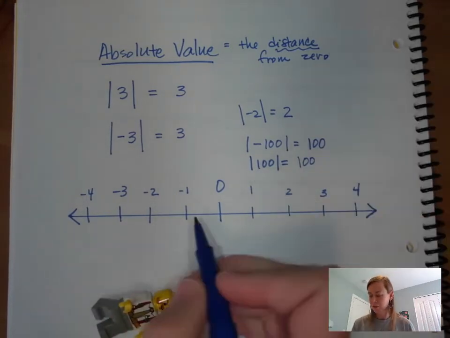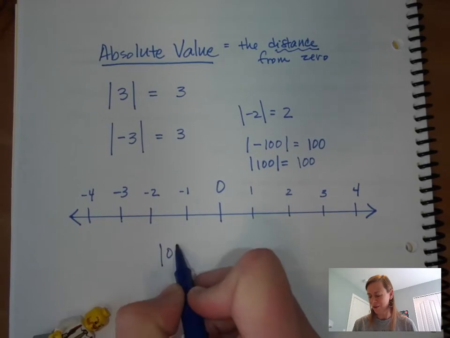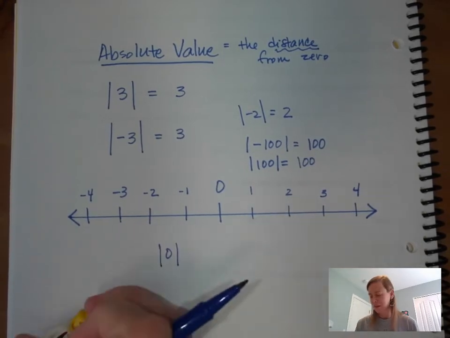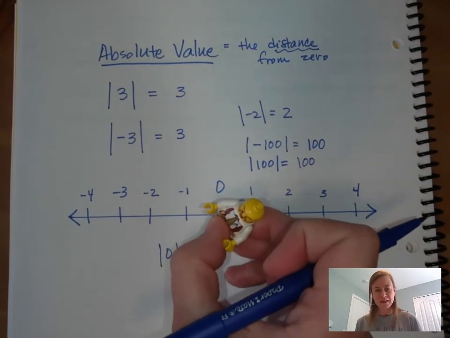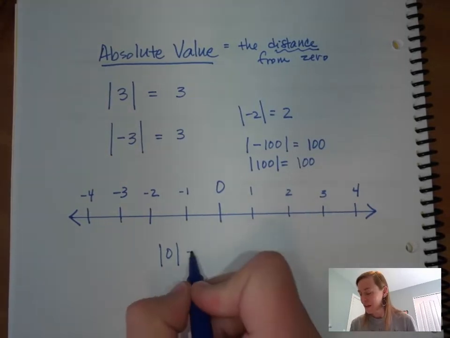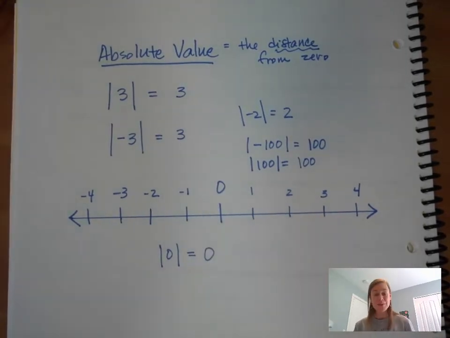Here's one more for us. What if we had the absolute value of 0? Sometimes that feels kind of weird. Okay, let's start him at 0. How many steps does he need to take to get to 0? 0, right? Because he's already there. So the absolute value of 0 is equal to 0. Okay, so that's your absolute value introduction.